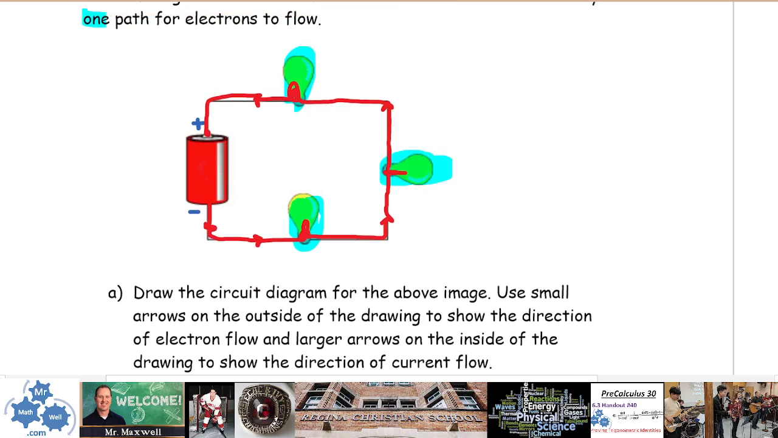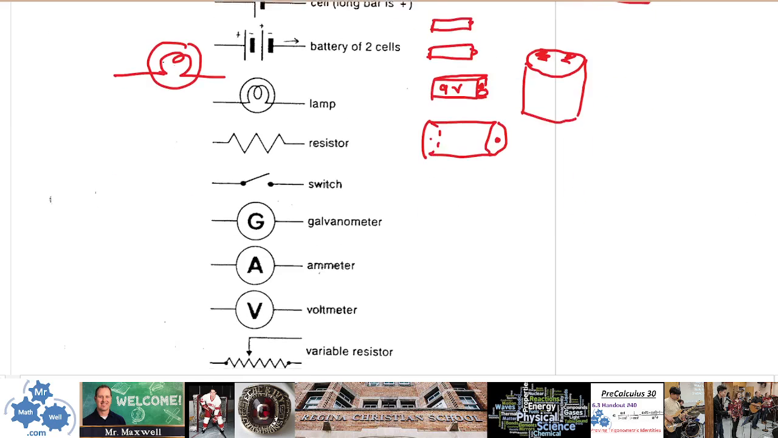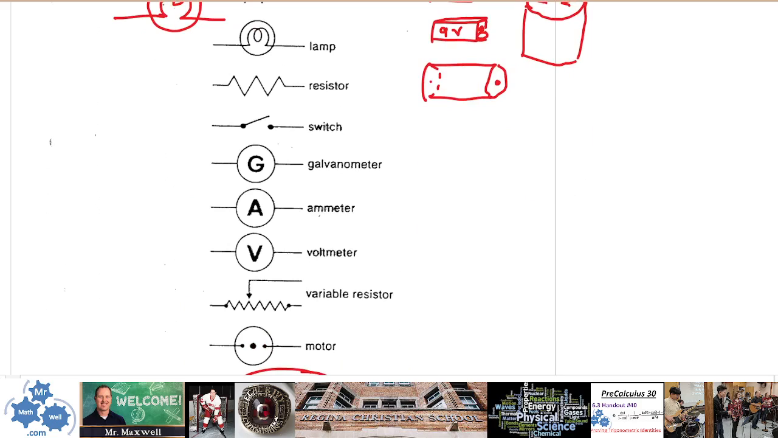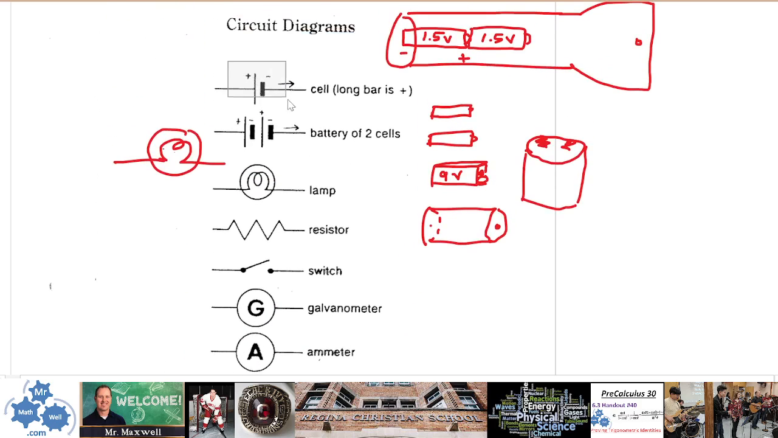This says draw a circuit diagram for the above image. Use small arrows on the outside of the drawing to show the direction of electron flow and larger arrows on the inside. So a circuit diagram, you want to go back to your circuit diagram stuff. So that diagram that you drew with the battery and with the light bulbs, please use these symbols. Here's a battery, or here's a cell, and here's a lamp. Okay? So draw that in your notes there.